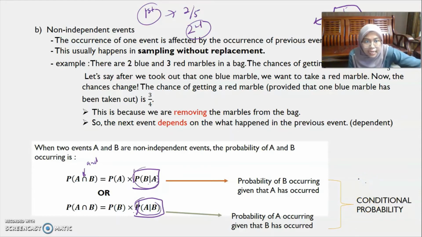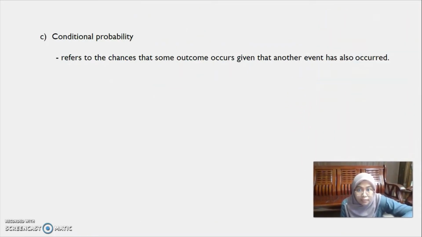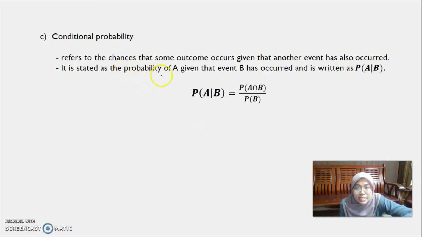The next slide, I will explain conditional probability. Conditional probability refers to the chances that some outcome occurs given that another event has also occurred. It is stated as the probability of A given that event B has occurred, and it is written as probability of A slash B. So this is the probability of A given that B has occurred.